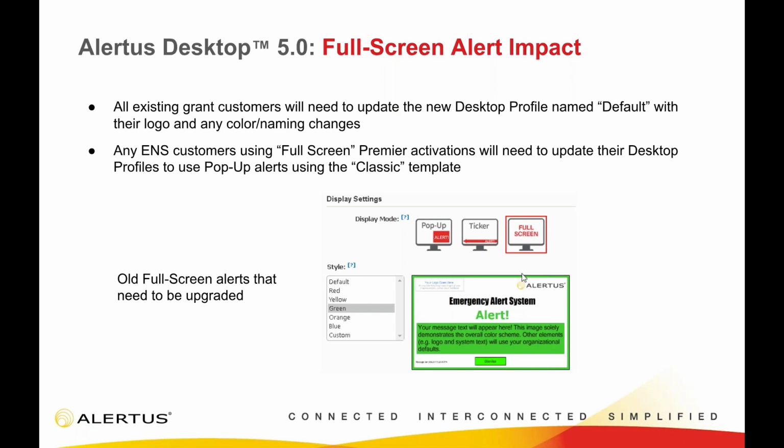If you are an ENS customer, meaning you're using our Premier desktop activations, you're going to need to update your desktop profile to a full screen pop-up using what's called the classic template. If you're familiar with the Alertus desktop Premier section of the Alertus interface, you're going to notice that the image down at the bottom with the full screen takeover and the certain styling options no longer exists. You're going to strictly use the full screen pop-up for that.